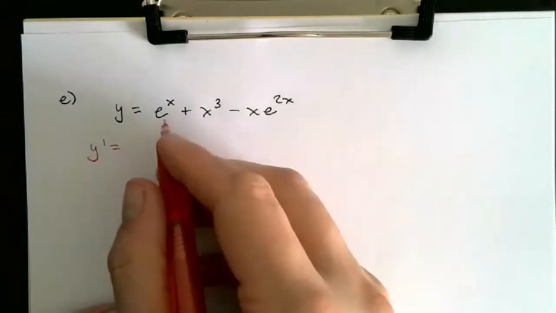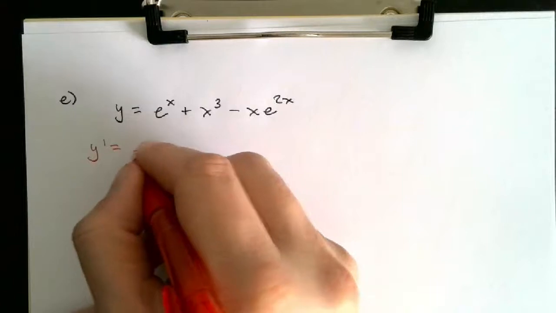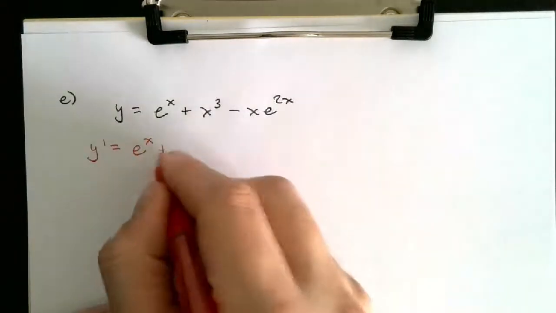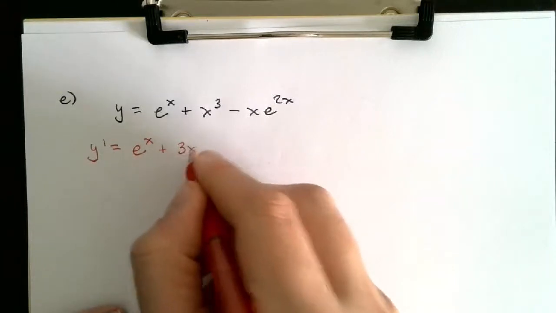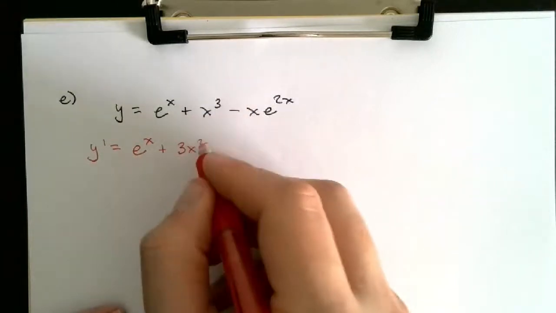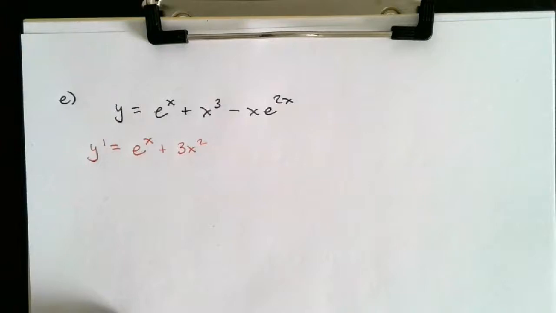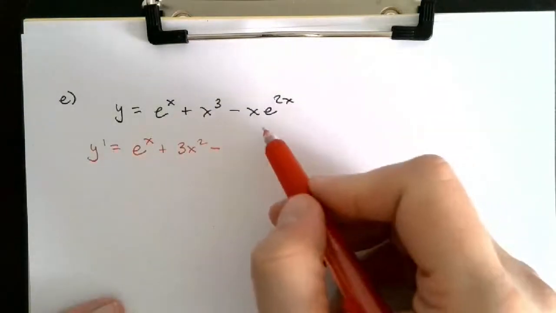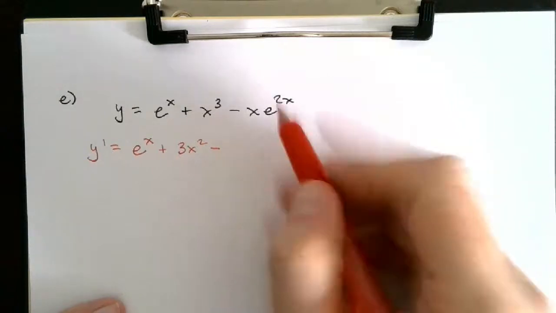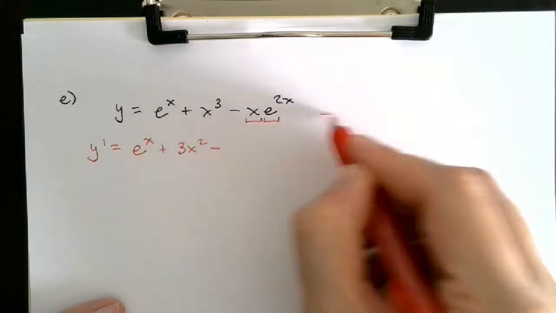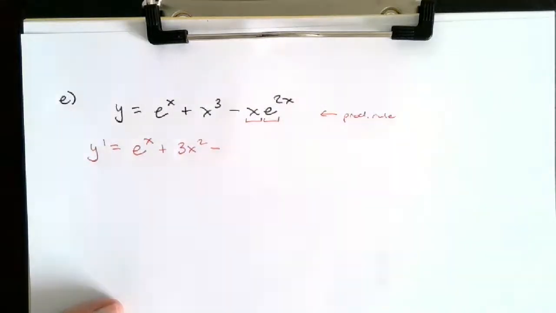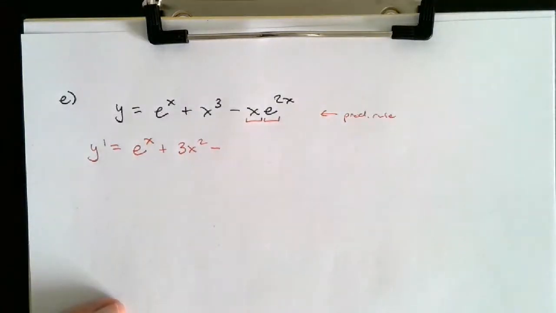The derivative of e to the x is just e to the x, plus the derivative of x cubed, which is plus 3x squared, bringing the power down using the power rule and subtracting 1 from the exponent, minus, now I have x e to the 2x. The key thing here is that you have to notice you have a product. It's a function times a function. So for that last term you have to use the product rule. Don't forget about that.